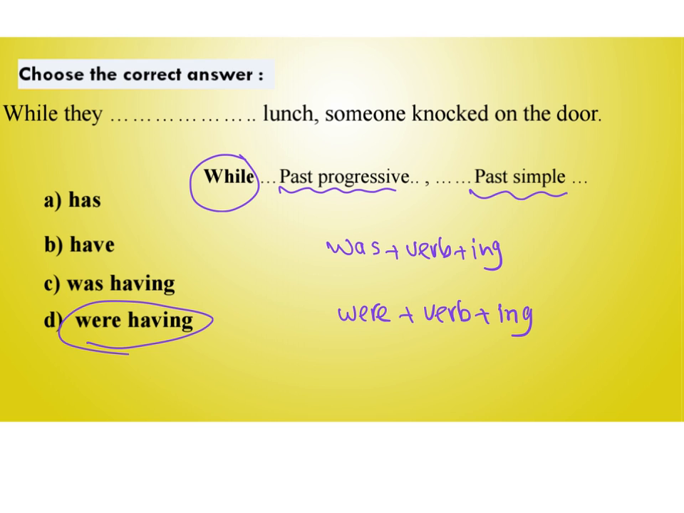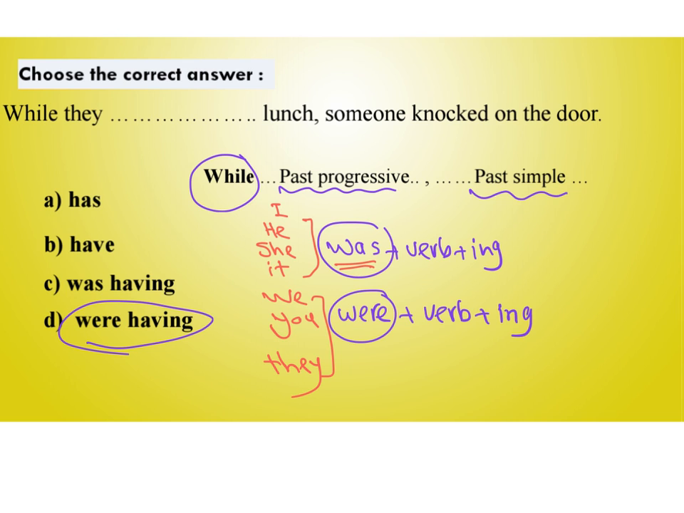What about the subject pronouns that we use with was? Excellent. We use I, he, she, it. What about were? Excellent. We use we, you, and they. So the correct answer is were having, because we use they with were. They were having.